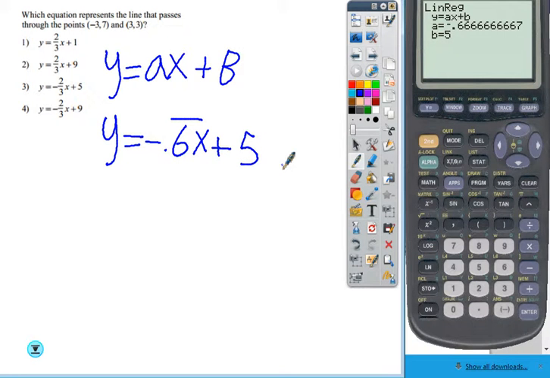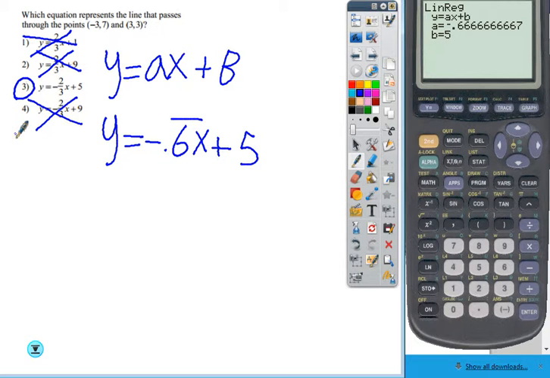Now, from this point, I can already eliminate two choices. I know that I can cross off choice 1 because I don't see this +5. I see a +1 here. So I'm going to eliminate that choice. I could also eliminate choice 2 because I see a +9. I could also eliminate choice 4 because once again I see a +9, and I know that I must have this +5 over here. So we've already solved this problem. We know that it's going to be choice 3.